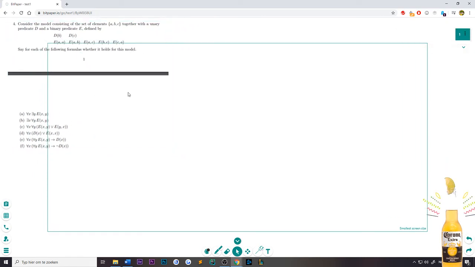All right, so ignore the black line, but this is the question. Question 4 for week 6 for logic. So we have a model consisting of the set elements A, B, C together with unary predicate D and a binary predicate E defined by this set here. And so what we want to say is whether or not any of these here hold or do not hold.